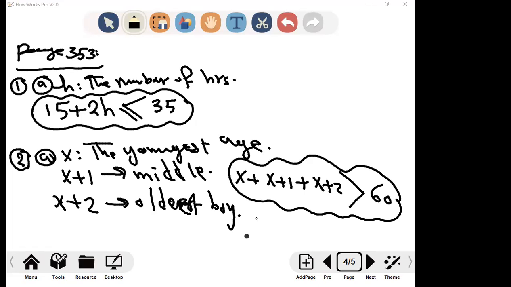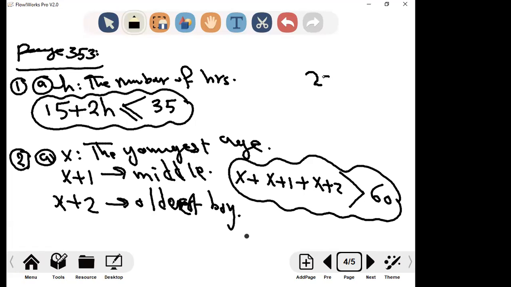Mr., and the eldest brother, why did we add two, not one? Because X is the youngest. I need a 1 year difference between each two boys. The middle is 1 year older than the youngest, so the expression for him is X plus one. Adding one to X plus one will be X plus two. Got it?